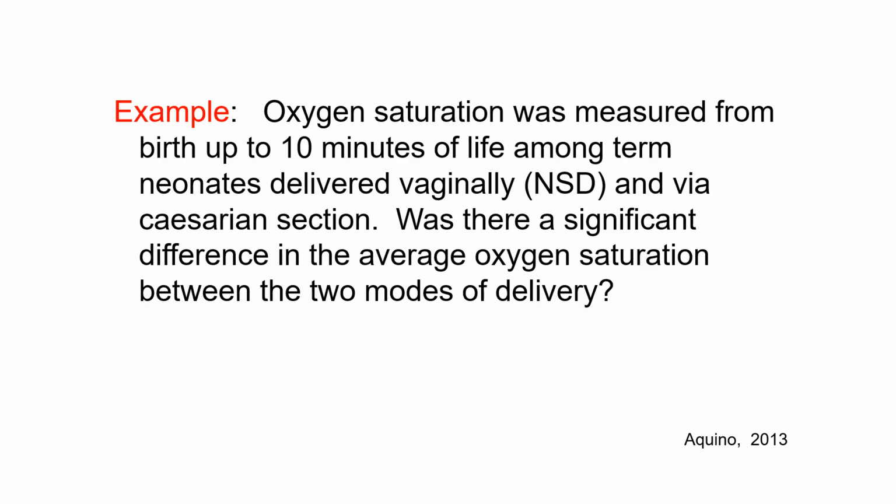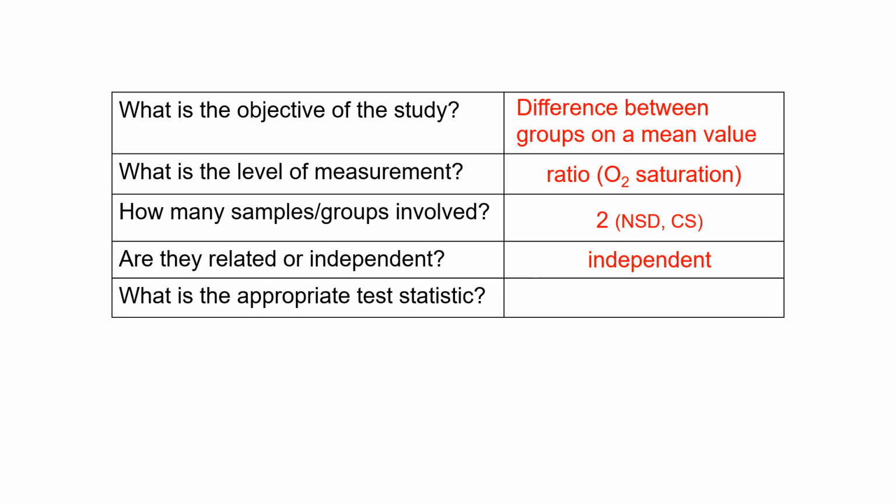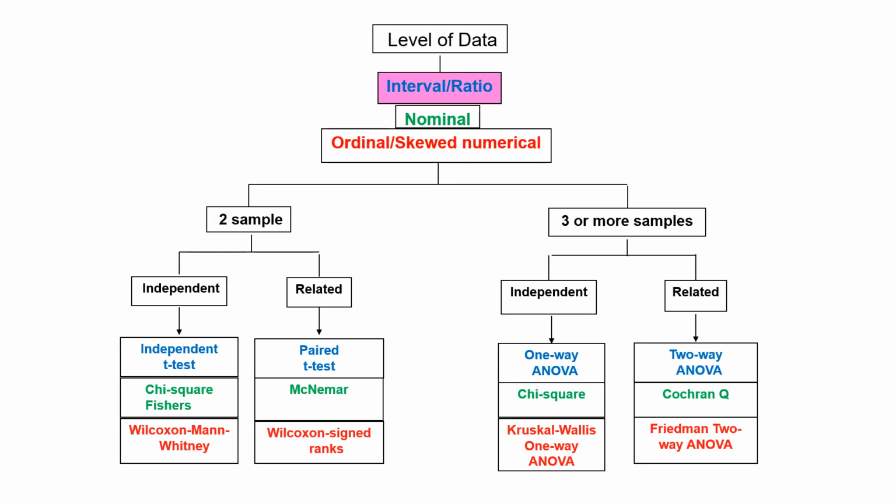The null hypothesis is that there is no difference in the oxygen saturation between those delivered by NSD versus those delivered by cesarean section. And the alternative hypothesis is that there is a difference. So given these factors, what is the appropriate statistical test? The appropriate statistical test to determine difference in oxygen saturation between NSD and cesarean section is the independent t-test.